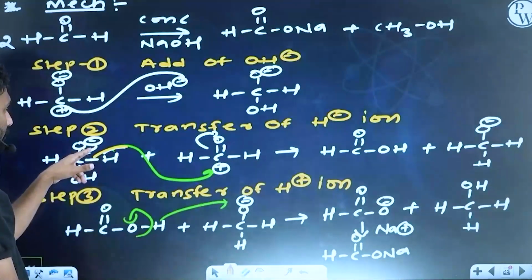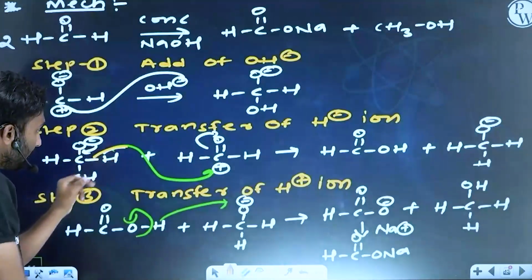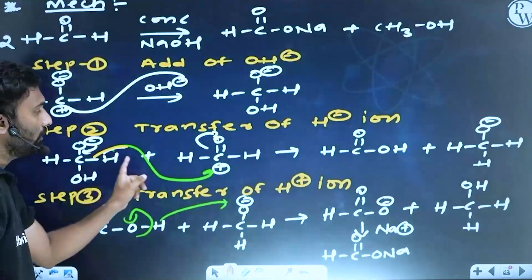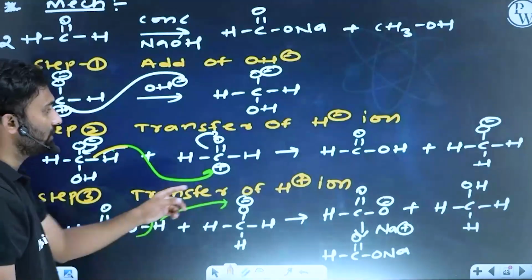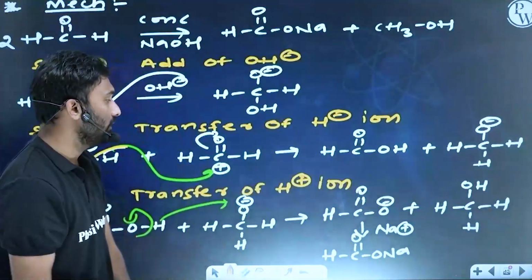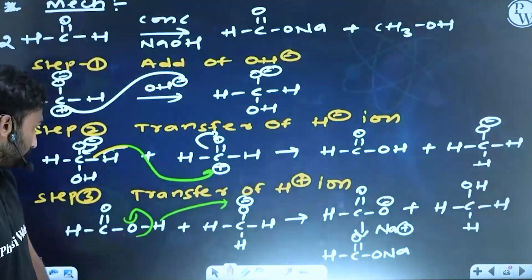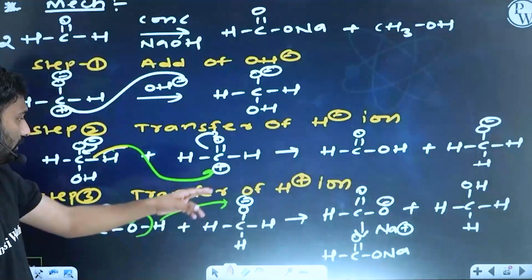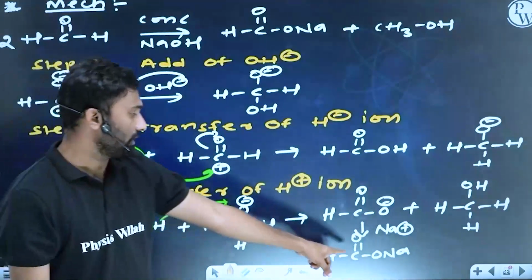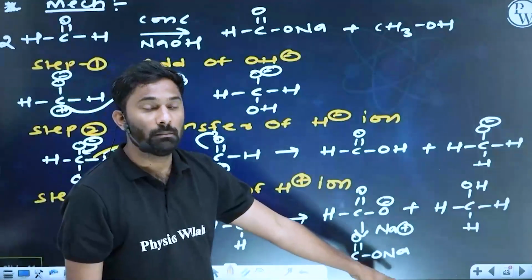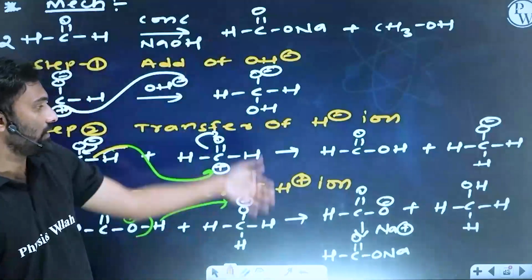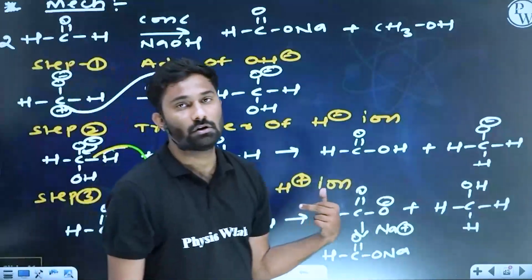Now this negative charge will delocalize and it will take the bond pair of electrons of this hydrogen towards itself. While taking the bond pair of electrons towards itself, we'll get this compound. Clear? Now next the proton transfer. By this proton transfer we are getting base plus acid. Now this is the mechanism for the Cannizzaro reaction.